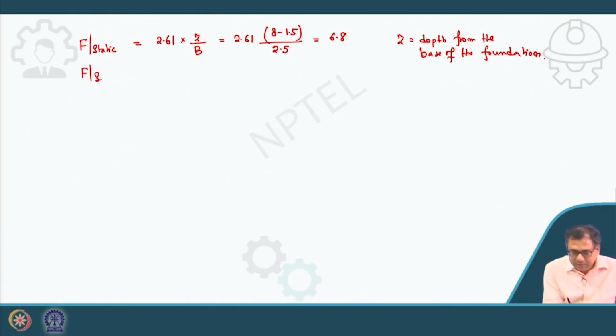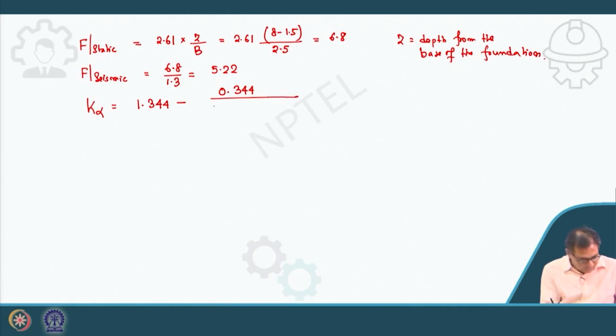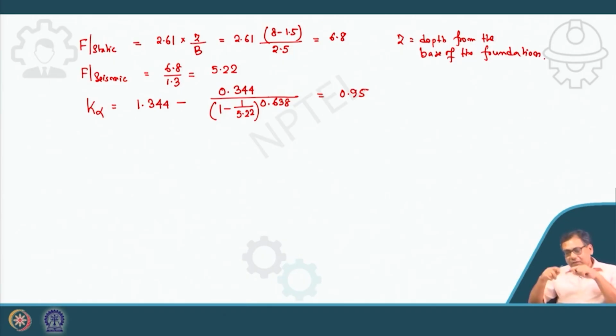Now, F seismic will be 6.8 divided by 1.3. So this will be 5.22. Now I will calculate the K alpha, which is 1.344 minus 0.344 divided by 1 minus 1 by F, where F is 5.22. This gives 0.638.